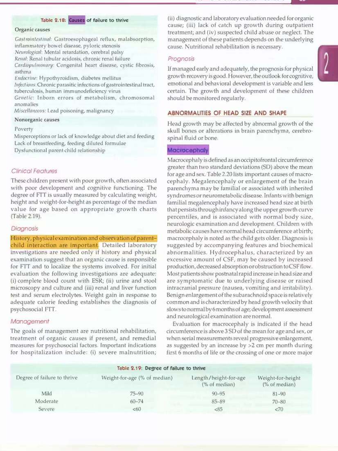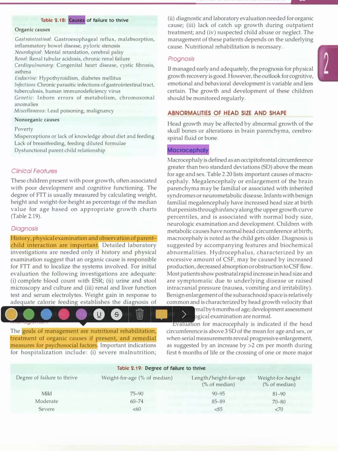For initial evaluation, the following investigations are to be completed: blood count with ESR, urine and stool microscopy and culture, renal and liver function tests, and serum electrolytes. Weight gain in response to adequate calorie feeding establishes the diagnosis of psychosocial FTT. Management: the goals of management are nutritional rehabilitation, treatment of organic cause if present, and remedial measures for psychosocial factors.